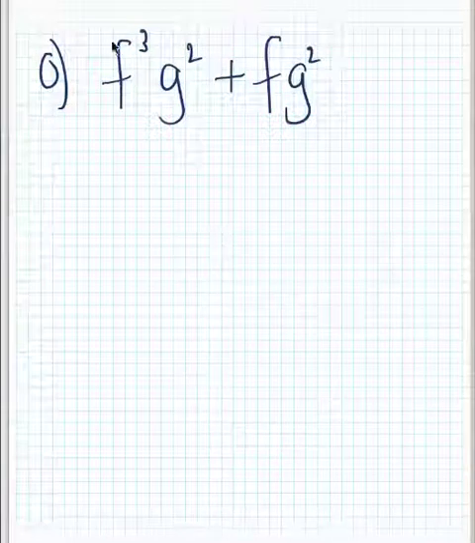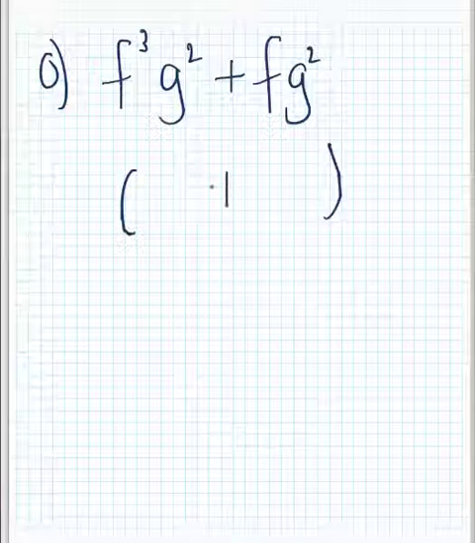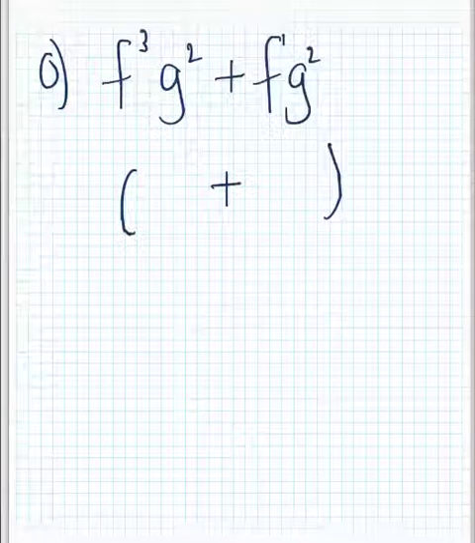This one looks a bit more easy because it's only got 2 terms. So get your brackets ready and put a plus in the middle. All right, so starting with what I've got first, which is F. I've got 3 F's on this side and 1 F on this side. I can take out my smallest amount, which is 1 F.